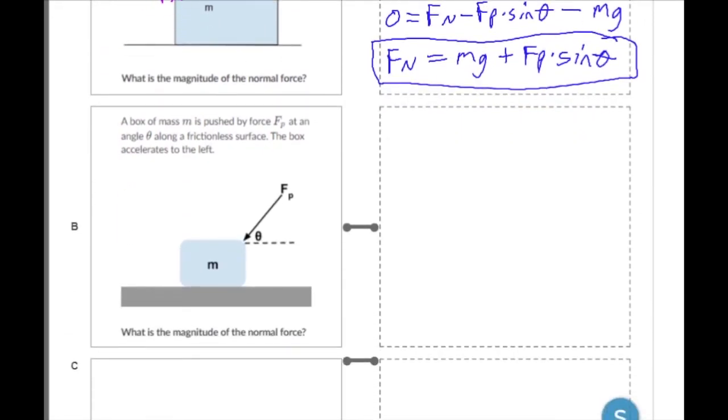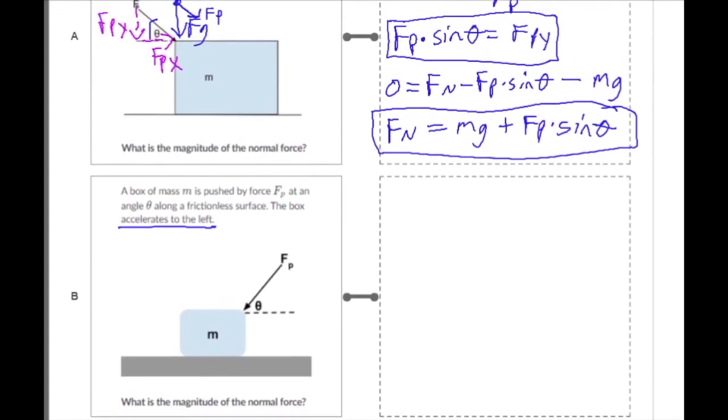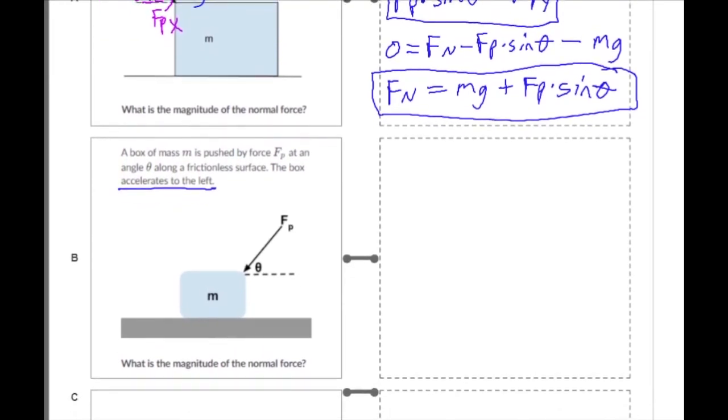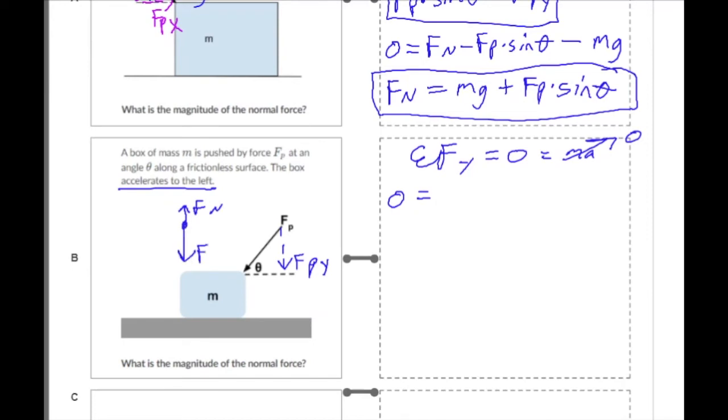Next problem says a box of mass m is pushed by force Fp at an angle theta along a frictionless surface. The box accelerates to the left. What is the magnitude of the normal force? Hopefully some of you are realizing this is actually the exact same question as above. I just switched where the force was being applied. So we know that net force in the y direction is just going to be 0, and that's because we're not experiencing any acceleration here. So 0 is equal to the forces that point up minus the forces that point down. If we break this up again, we're going to see that Fpy points downward. And we're also going to remember that force normal points up because it's pointing up from the surface, perpendicular, and force gravity points straight down.